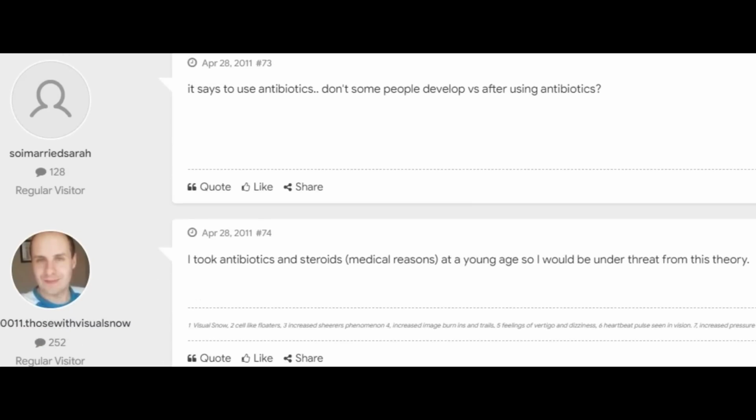Sarah says, it says to use antibiotics. Don't some people develop VS after using antibiotics? Matt says, I took antibiotics and steroids, medical reasons, at a young age, so I would be under threat from this theory.